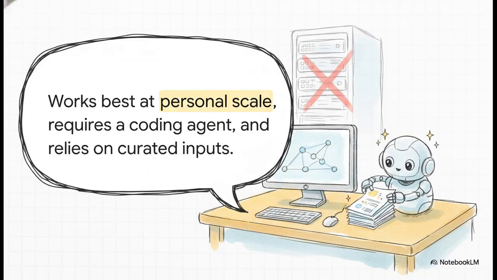Now, we do need to be totally transparent about the practical limitations here. This isn't really for massive enterprise databases. This setup runs beautifully on your own computer for a personal scale of around 100 articles or so. And remember, the golden rule of data: garbage in, garbage out. The wiki is only as smart as the high-quality sources you feed it.